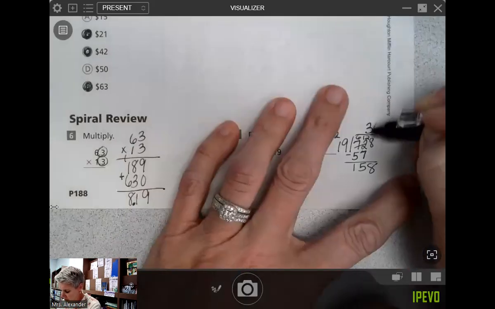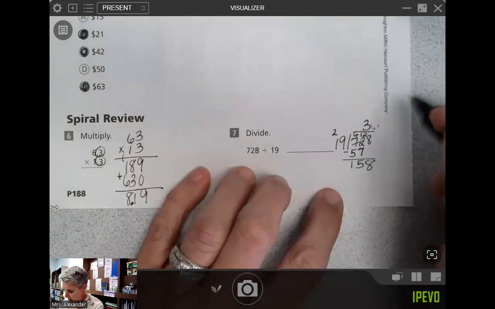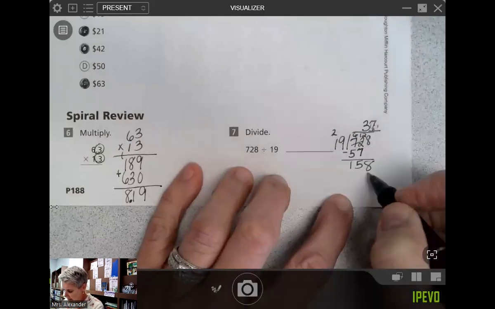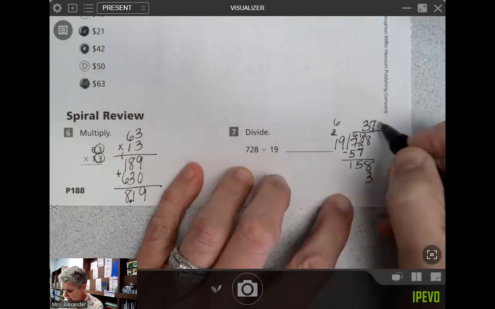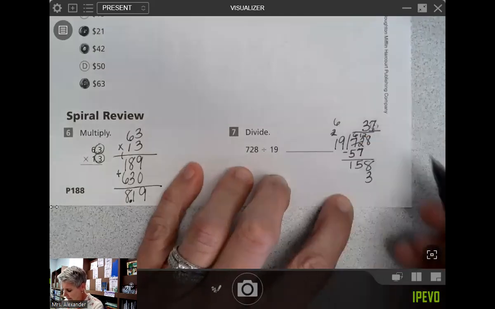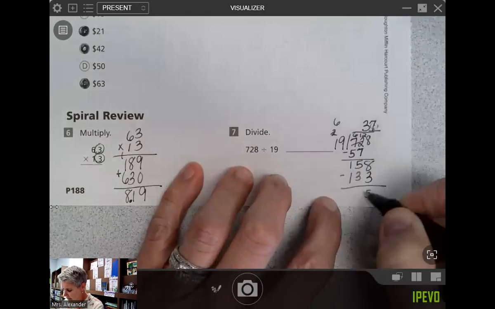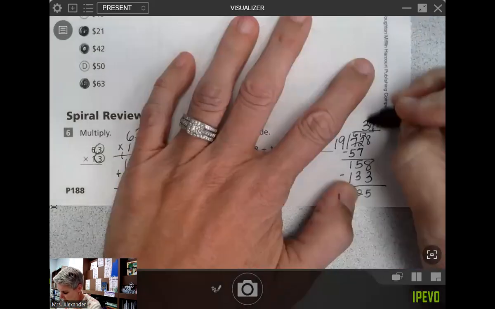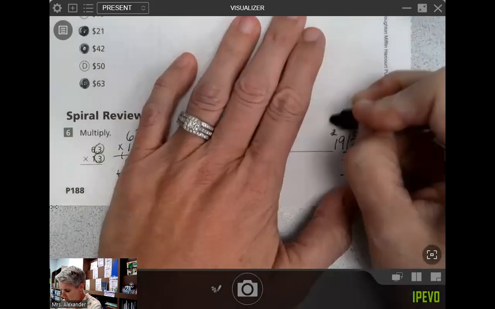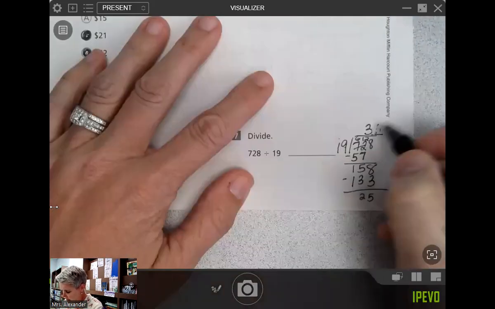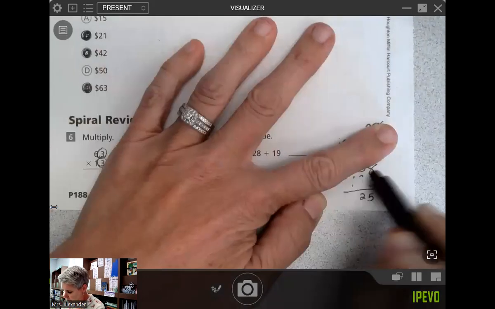Let me try guess and check with a 7. 7 times 9 is 63. 7 times 1 plus 6 is that 13? Oh, I'm still off. I got to go with an 8. Guess and check. Go with that 8. Let's see what we get this time when we subtract.